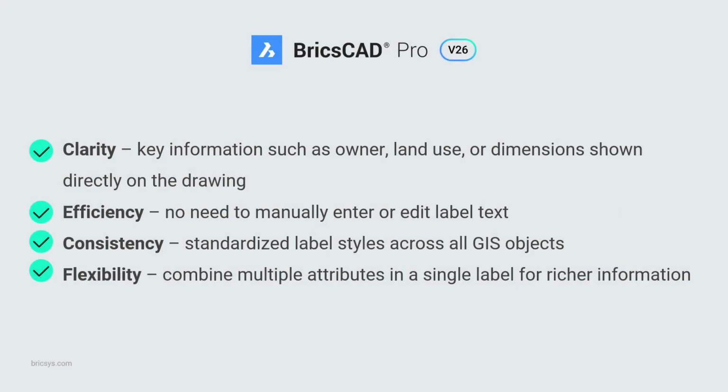Let's quickly recap what you've learned in this session. You can display key information like parcel owner, land use, or dimensions directly on your drawing. No more manual typing or editing labels. Everything comes straight from the GIS attributes. Your labels follow standardized styles across all GIS objects, keeping your maps clean and professional. And you can even combine multiple attributes into a single label, giving you richer and more informative outputs.